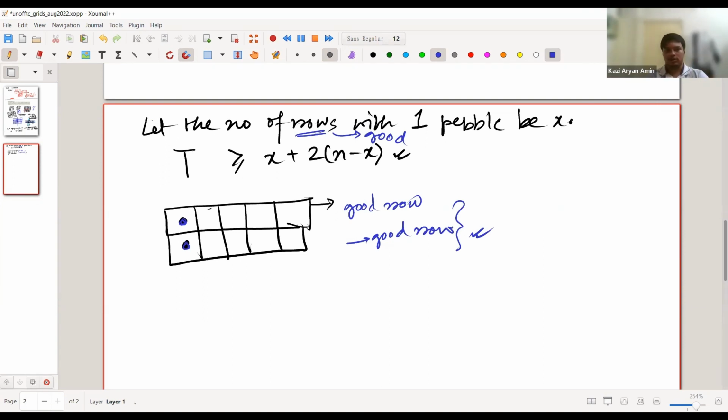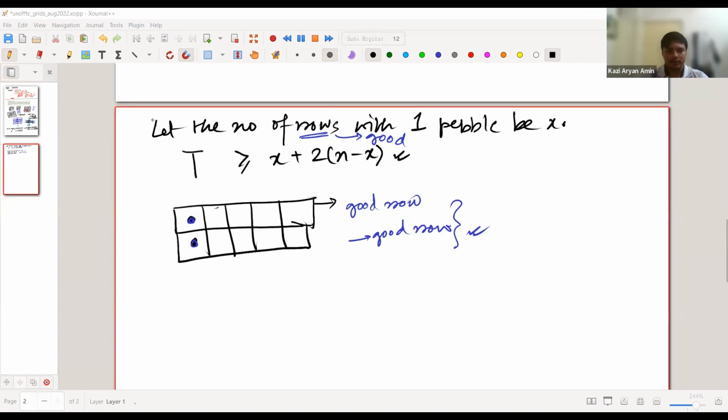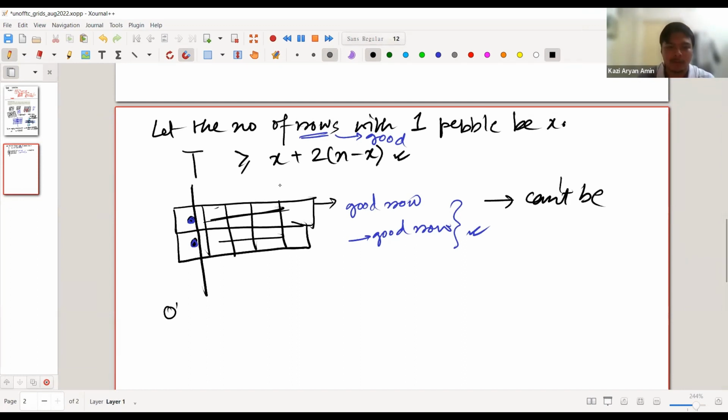Why not? By what I just discussed, you see that they'll have the same pebble set. If you look at this column, since nothing is contributing to their pebble sets along the rows, you'll have the same number of pebbles along the column, and that will be their pebble set. So this can't be. So you basically get another observation: these x pebbles lie in x different columns and x different rows.